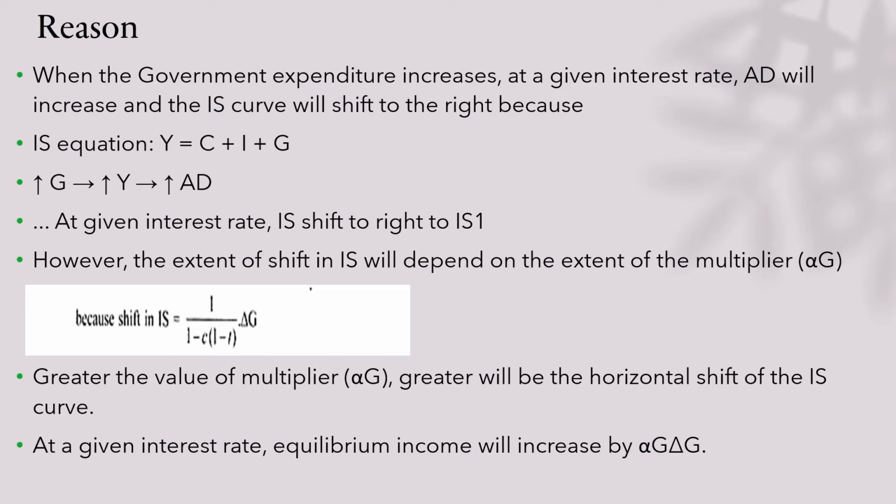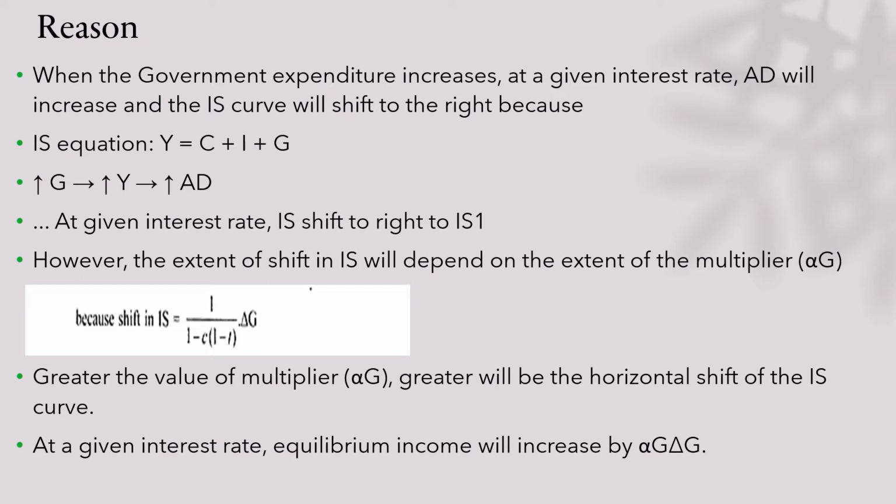This is so because we know that the IS equation is given by Y = C + I + G. Y is the income, C is the consumption expenditure, I is the investment expenditure, and G is the government expenditure. So when there is an increase in government expenditure, this would increase the income level in the economy. As a result, there would be an increase in aggregate demand. All this happens at a given level of interest rate. As a result, the IS would shift to IS1.